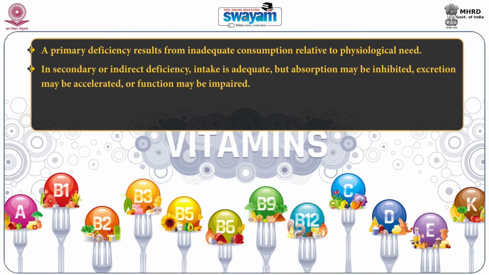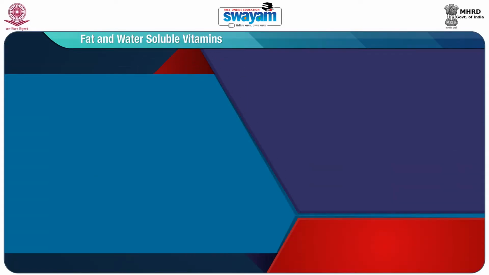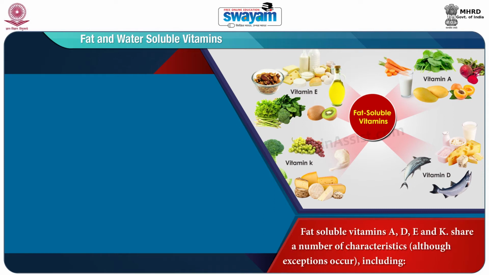In secondary or indirect deficiency, intake is adequate, but absorption may be inhibited, excretion may be accelerated, or function may be impaired. Excess consumption can also have adverse effects on the normal functioning of the body. Vitamins are divided into two categories: fat soluble and water soluble. Fat soluble vitamins include vitamin A, D, E and K.